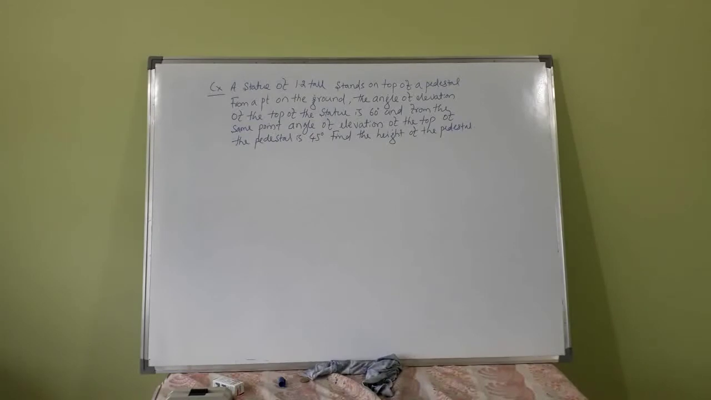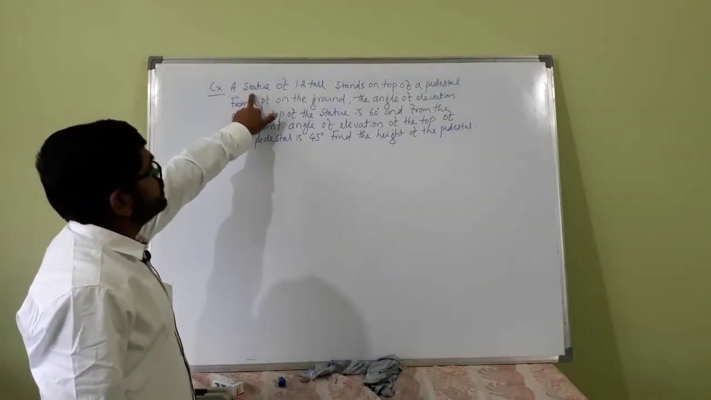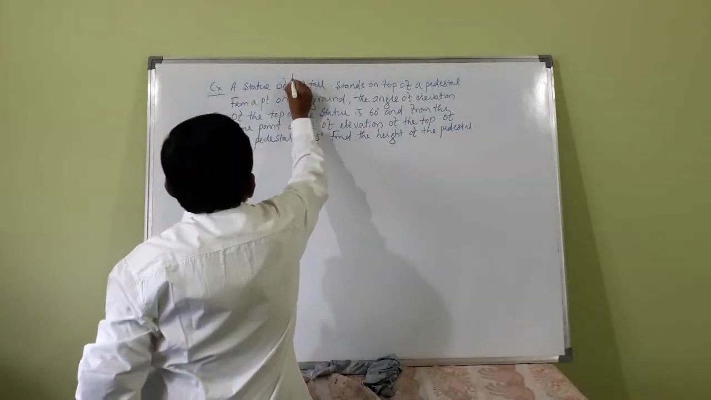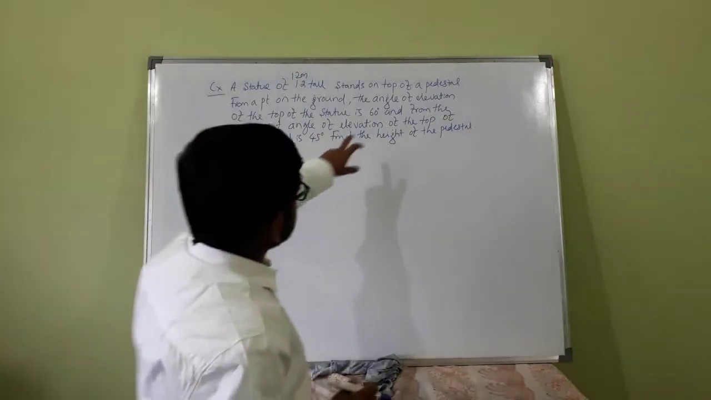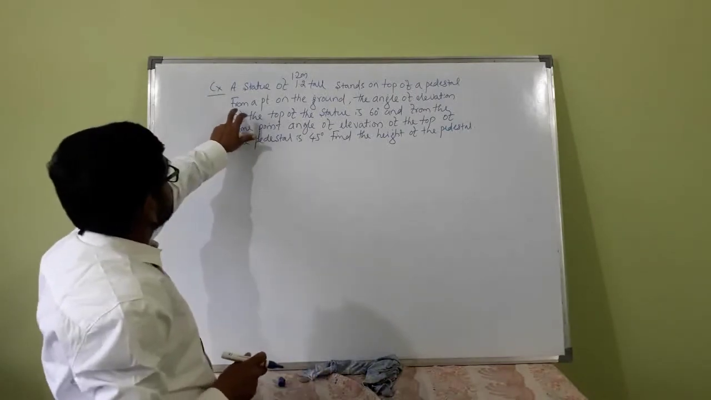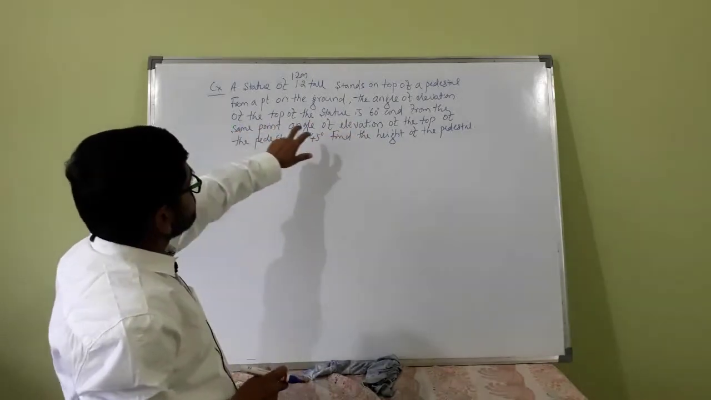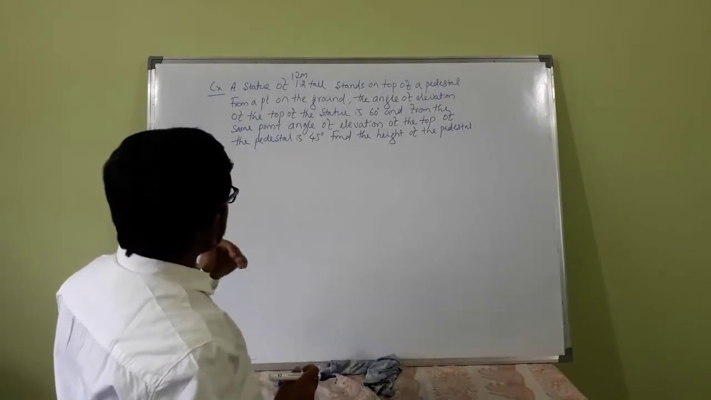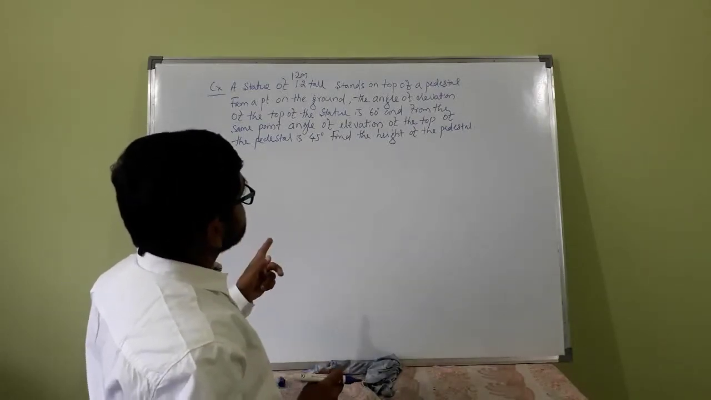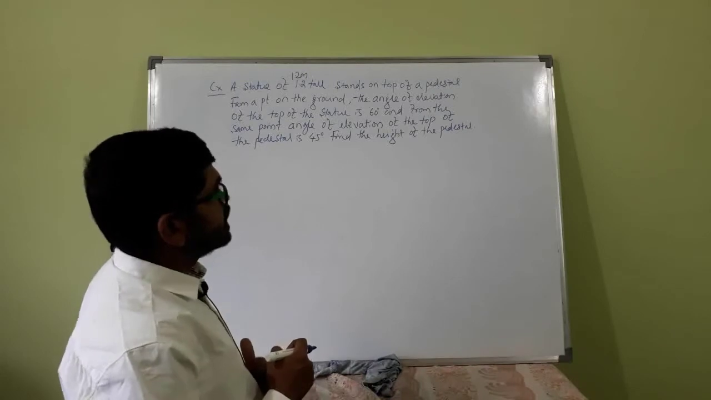See, here is another example. Can you see this? Okay, just listen. A statue of 1.2 meters tall stands on top of a pedestal. From a point on the ground, the angle of elevation of the top of the statue is 60 degrees, and from the same point the angle of elevation of the top of the pedestal is 45 degrees. Find the height of the pedestal.